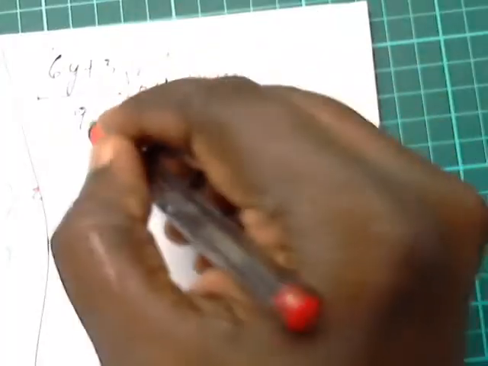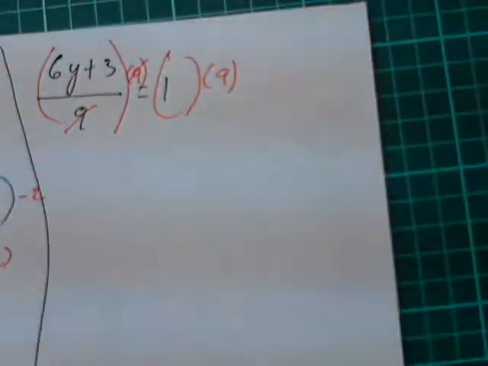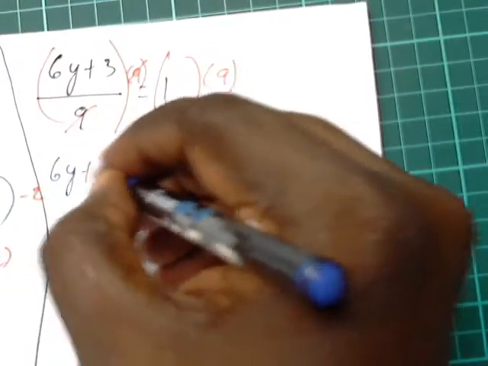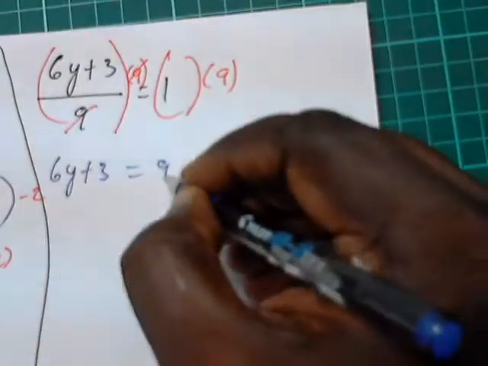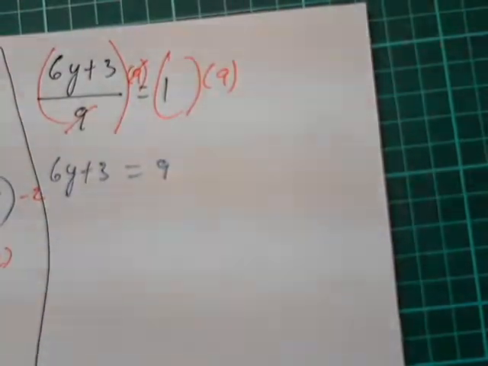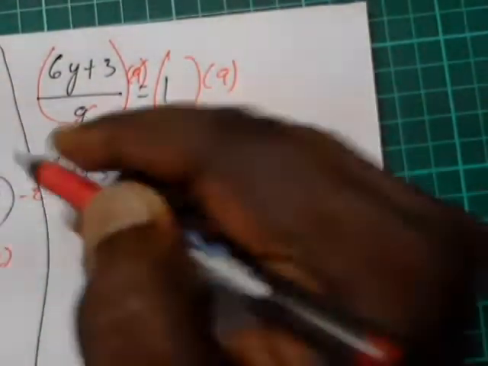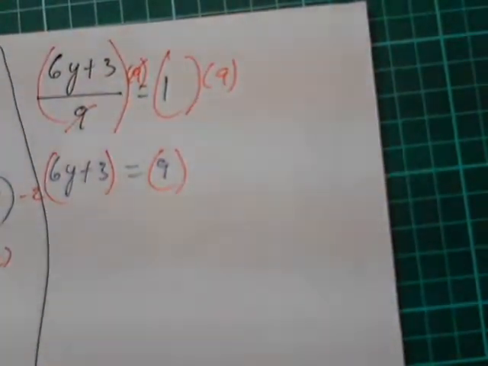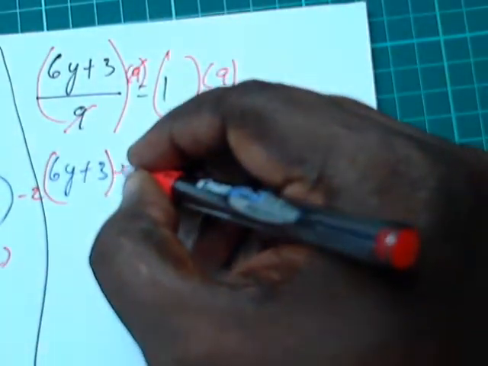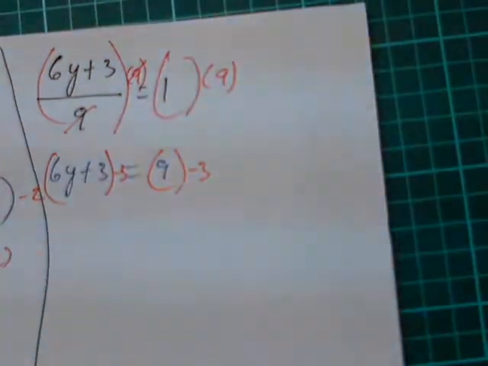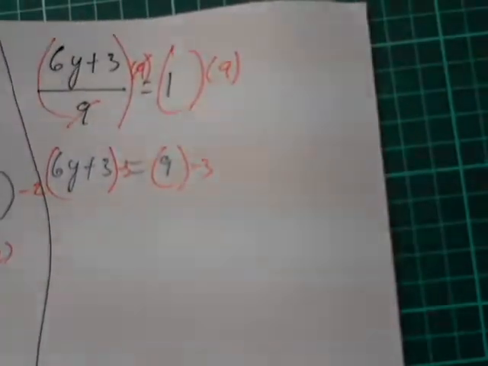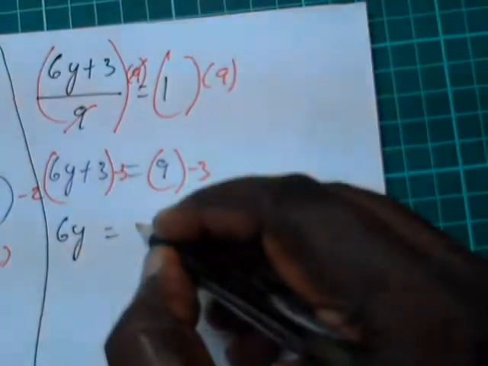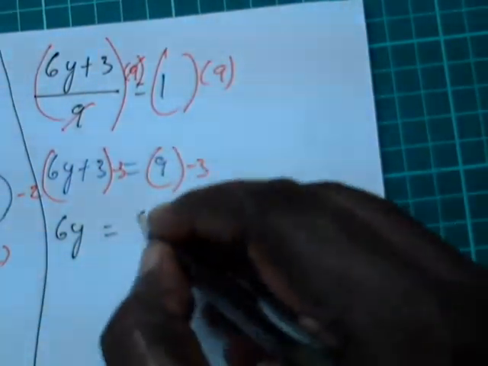So what you're going to do is cancel the 9. And then what you have is 6y plus 3 equals 9. My second question to you is, how do I kill the next thing? The next thing is to kill the 3. How do I kill the 3? I minus 3 here, I minus 3 there. So if I minus 3 both sides, I will have 6y equals 9 minus 3. 9 minus 3 is 6.